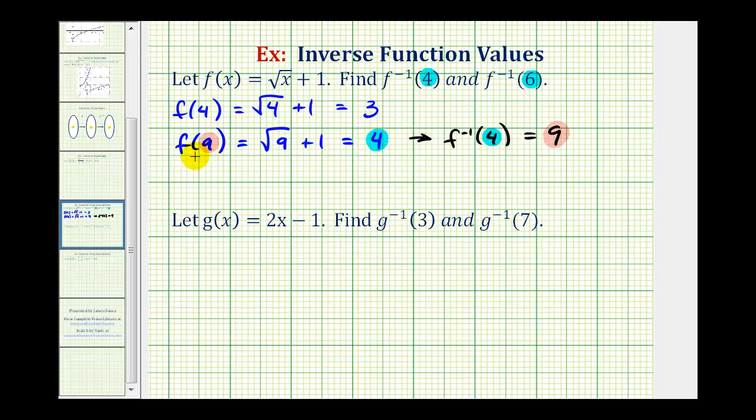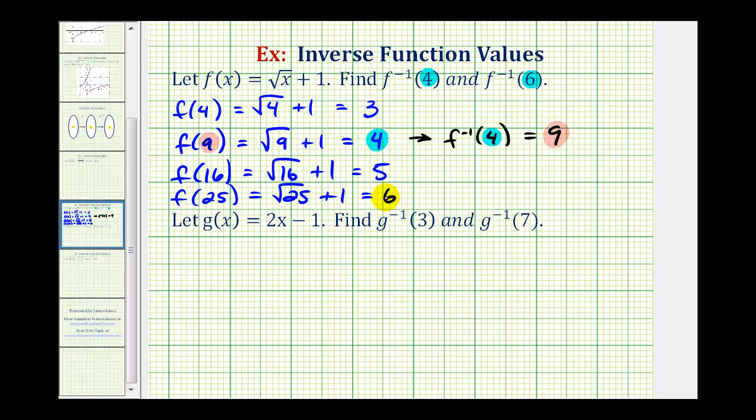Now let's see if we can find an output for function f that's equal to 6. Well, 3 squared is 9. Let's try 4 squared or 16. So f of 16 would be the square root of 16 plus 1. Well, the square root of 16 is 4, plus 1 is 5. So that's not going to work. So let's go ahead and try the next perfect square, which would be f of 25. That's going to be the square root of 25 plus 1. The square root of 25 is 5. 5 plus 1 is equal to 6.